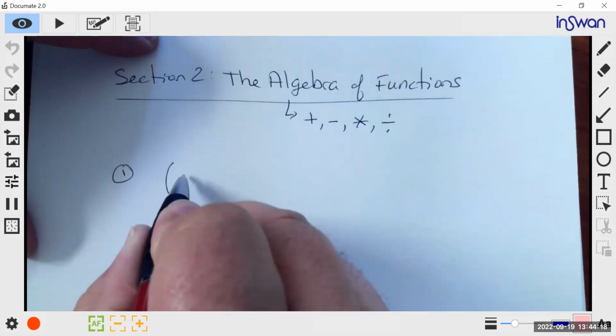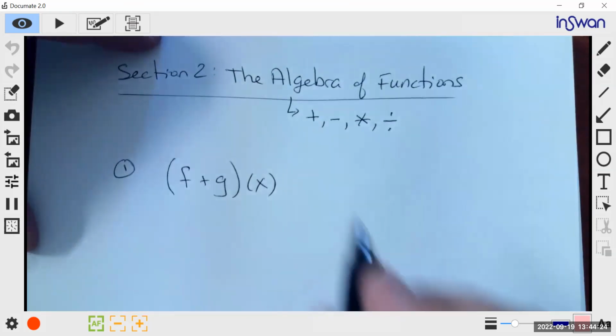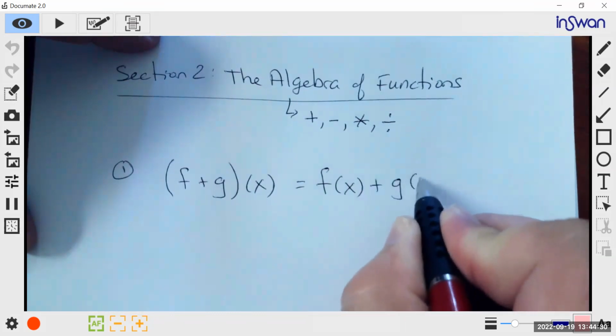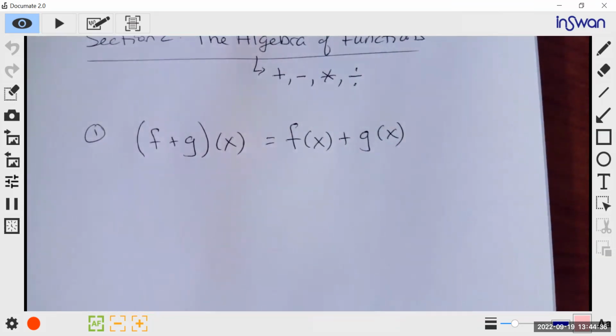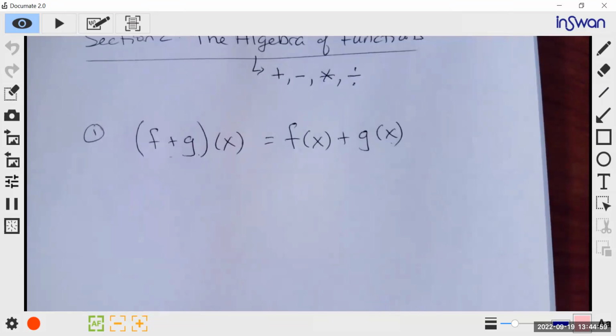So the first one. This is the addition of two functions. And what it means, I'll put all four of them first, and then I'll show you what it means. It just tells us how we can solve for these. Whether we could add the two functions together and then take the x, or find the actual values and then add the answers together.